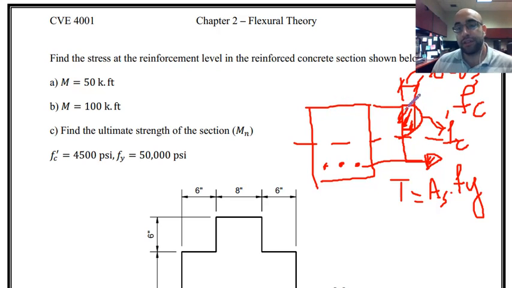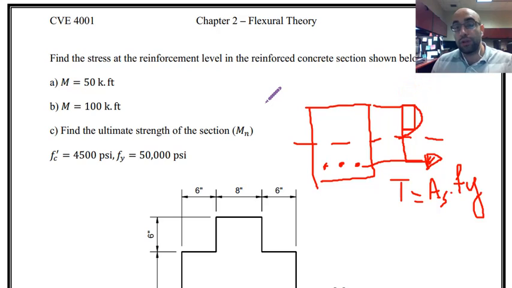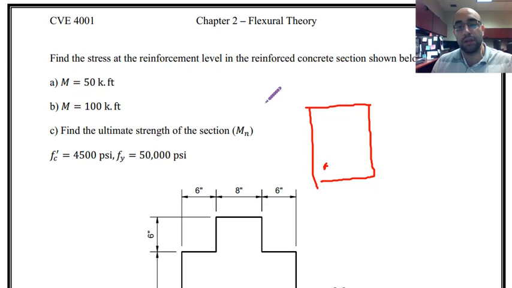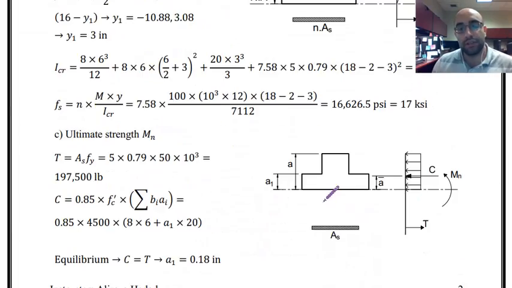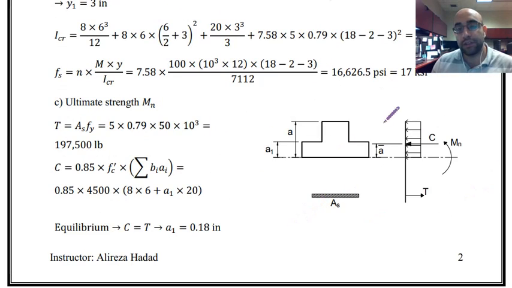The intensity of stress in this shape is equal to 0.85 F prime C, and the depth of it is a bit lower than the actual stress distribution. That is A, and that is what we need to calculate based on equilibrium of tension and compressive force that we have in the section. If you want, you can go back and look at the discussion that we had in the presentation files, but over here I'm showing you the stress distribution at ultimate strength of the section.